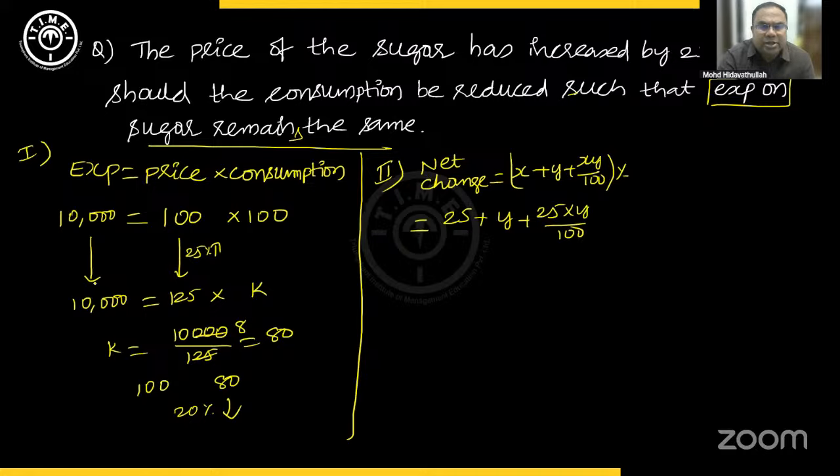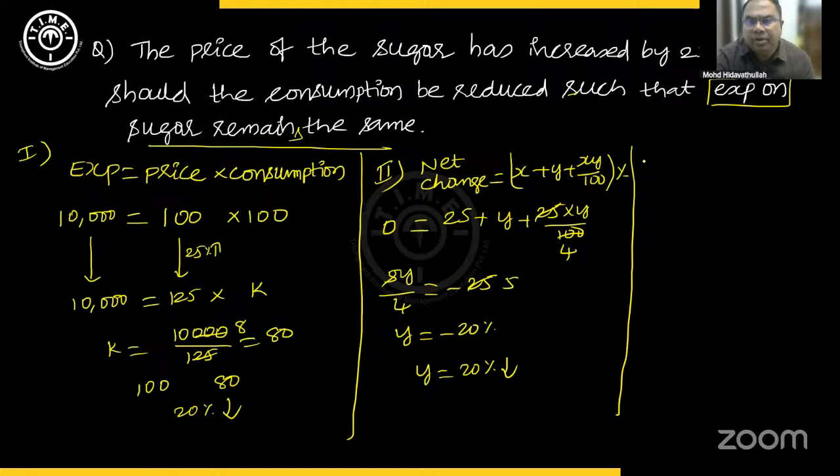Last month 10,000, this month 10,000. So this has to be 0. So 5y by 4 is minus 25. Y is equal to minus 20%. That means it is 20%. Negative sign means drop. 20% decrease.